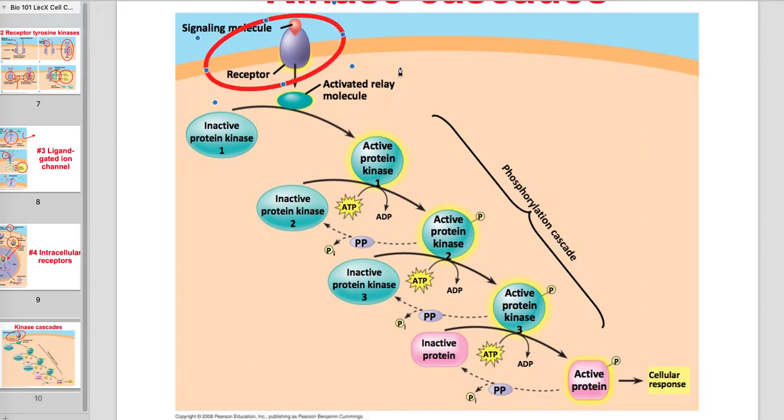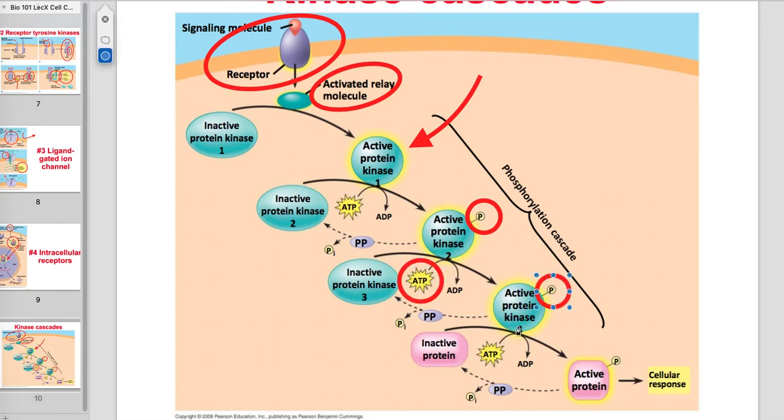Once they're turned on, you activate the relay. The easiest example of relays is just that you activate a kinase. And all kinases do is add a phosphate group from ATP. Remember, there's 3 phosphates here. You take one of them and you plop it onto number 2. Number 2 is now activated. This phosphate has changed the shape of number 2, so it's active. It takes an ATP and it pops an ATP phosphate onto protein kinase 3.